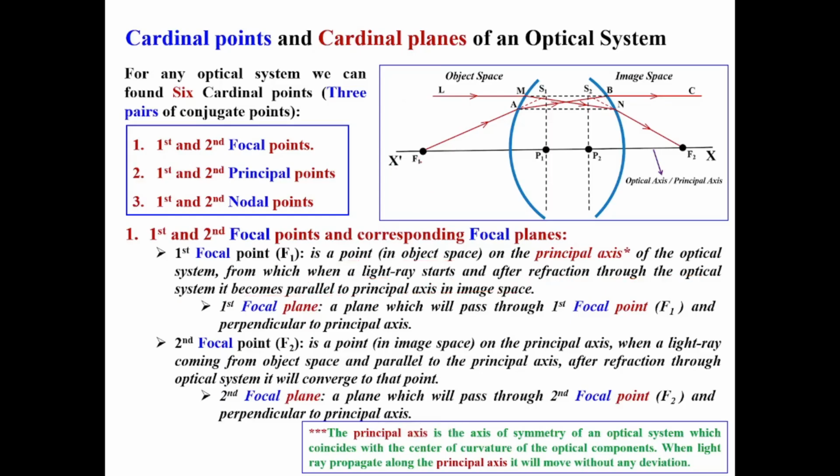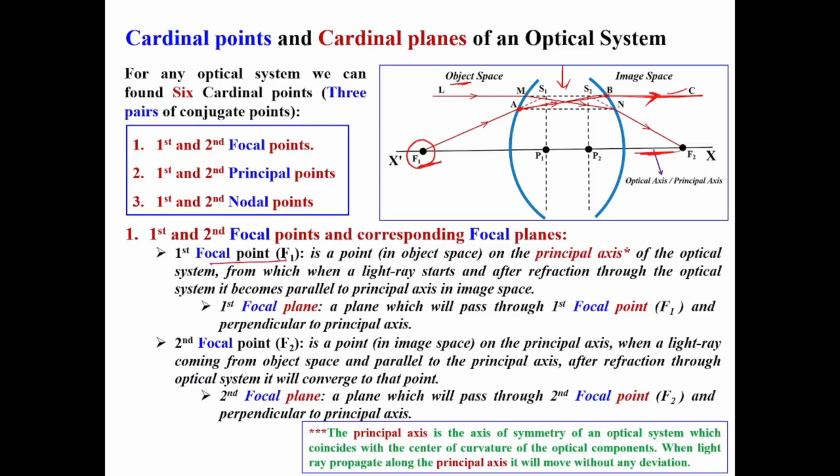So here, suppose we consider this point f1. When the light ray starts from f1 in your object space and is refracted by the optical system, here refracted means first it interacts at A, then translates from A to B, then is refracted at B and emerges parallelly. This ray BC is the emergent ray after refraction, which is parallel to the principal axis. So this point will be called your first focal point.